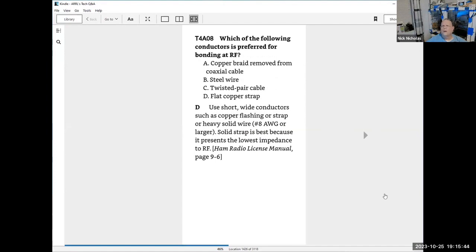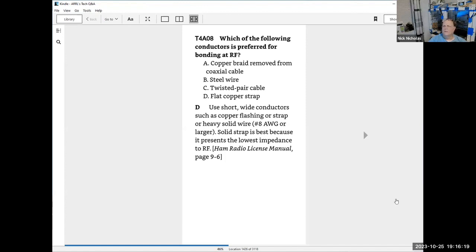Which of the following conductors is preferred for bonding RF? Well, I'm going to take exception with this, but this is the answer that the FCC expects you to answer. The FCC still believes that flat copper strap is the best bonding material. The National Electric Code doesn't necessarily agree with this. In fact, the National Electric Code is a little different, but a flat copper strap is a good bond no matter what.